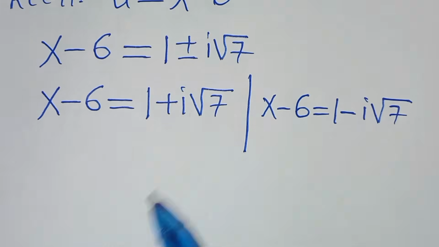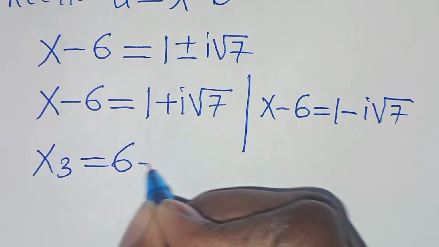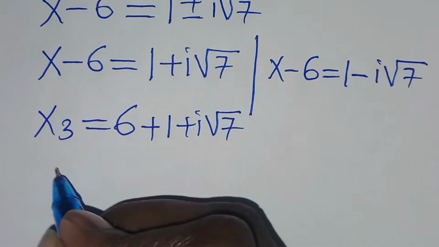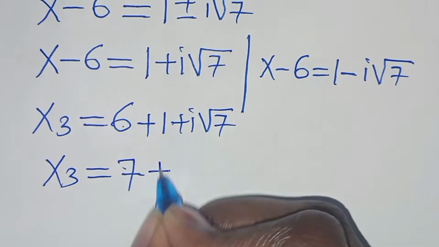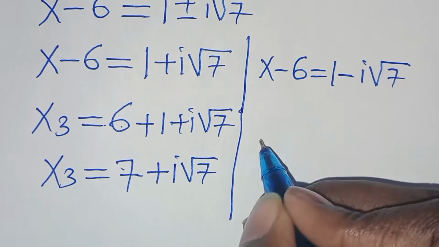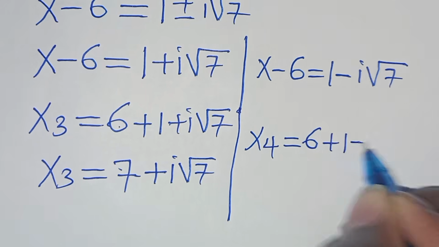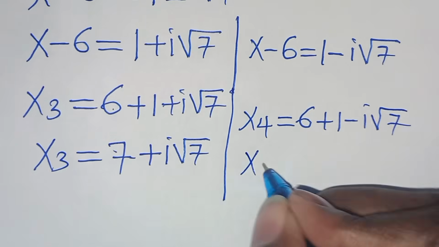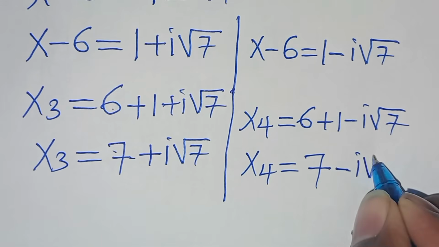So from this particular part here, we can solve for x3, which is equal to 6 plus 1 plus i square root of 7. And this implies that x3 is equal to 6 plus 1, which is equal to 7, plus i square root of 7. And we can solve for x4 from here, which is equal to 6 plus 1 minus i square root of 7. So this implies that x4 is equal to 6 plus 1, this is equal to 7 minus i square root of 7.